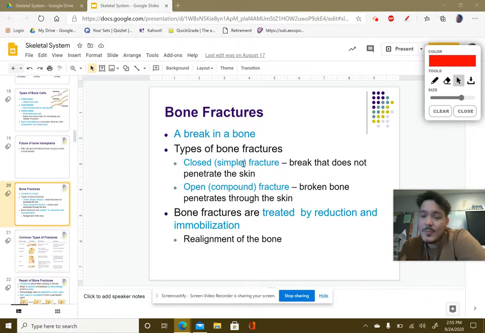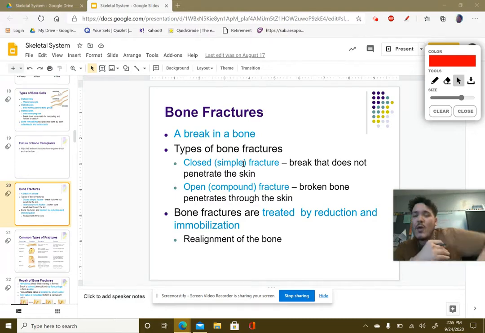Okay, speaking of when you have traumatic injuries, let's talk about fractures. A fracture is simply a break in the bone, right? There are two main types of fractures that we should observe. We have closed fractures and open fractures. A closed fracture is also known as a simple fracture. Why is it referred to as a simple fracture? Because it's a break in the bone that does not penetrate the skin. That doesn't necessarily mean it's always a better thing.